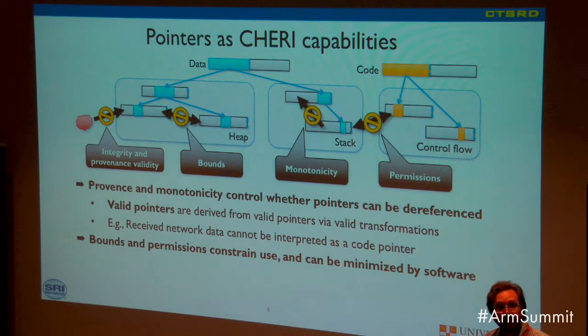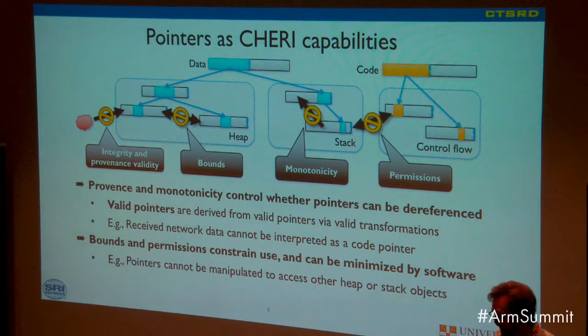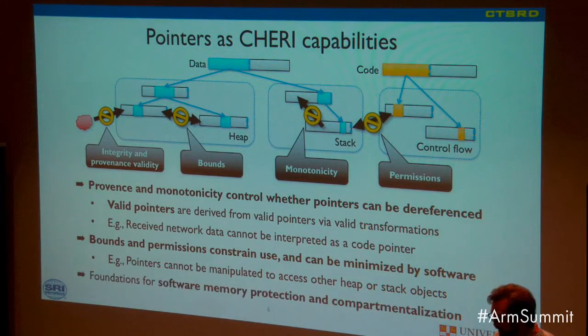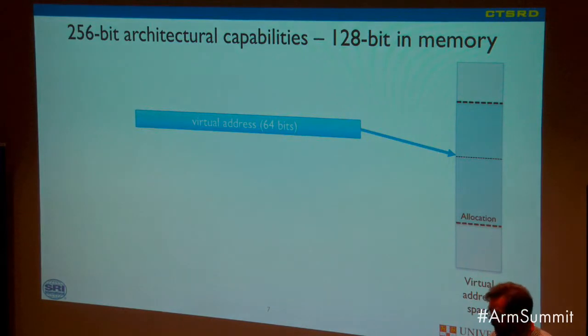We then use bounds and permissions to constrain how the pointers are used, and this is going to be managed by software. The goal is to minimize the permissions and the bounds, because every time you do that, you limit the ability of the attacker to exploit the existing configuration of the system in order to gain privilege. So for example, we can prevent pointers that point to one allocation from being misused to point to any other allocation, even if we're able to manipulate the pointer arithmetic that goes on around that pointer. And once you have this functionality, then you can build higher level software models on top, such as fine-grained memory protection or compartmentalization.